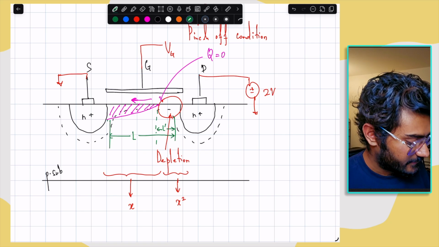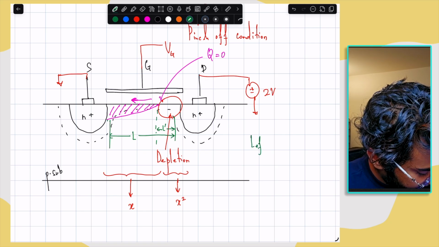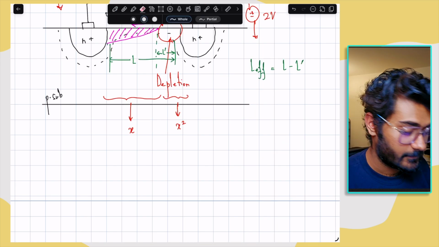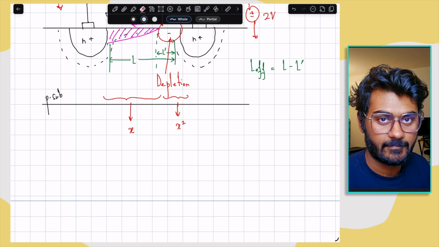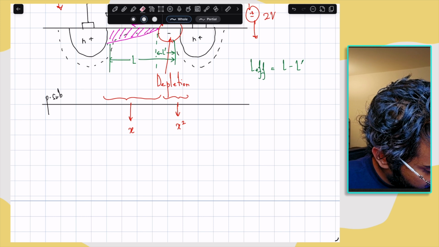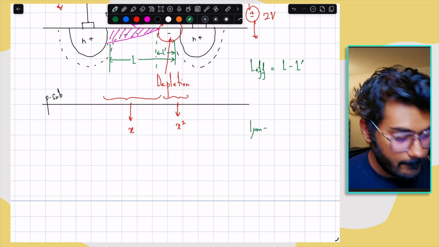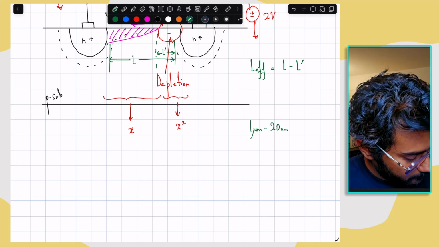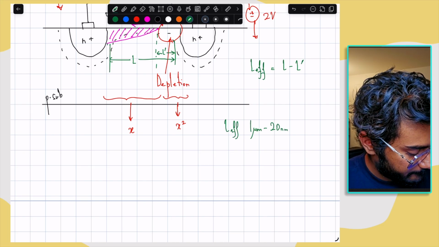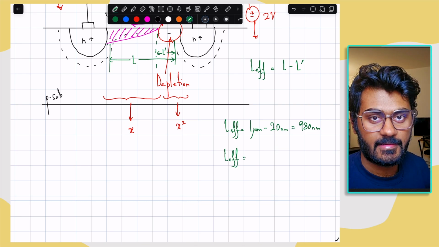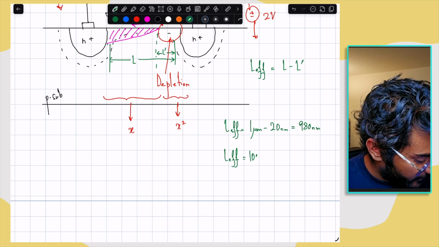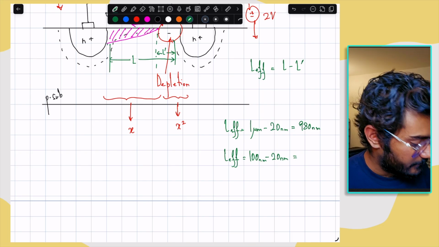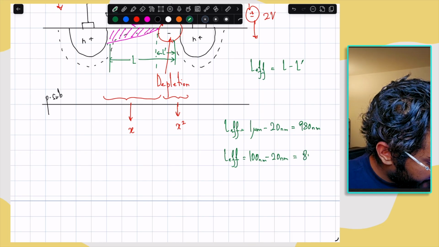So now the effective length is given by L minus L prime. We can take an example and see how L effective is changing. If your channel length was 1 micrometer, your L prime would be around, let's say, 20 nanometer. Then L effective was 980 nanometer. If your channel length was small, let's say 100 nanometer, and L prime was 20 nanometer, then the effective channel length is now only 80 nanometer.